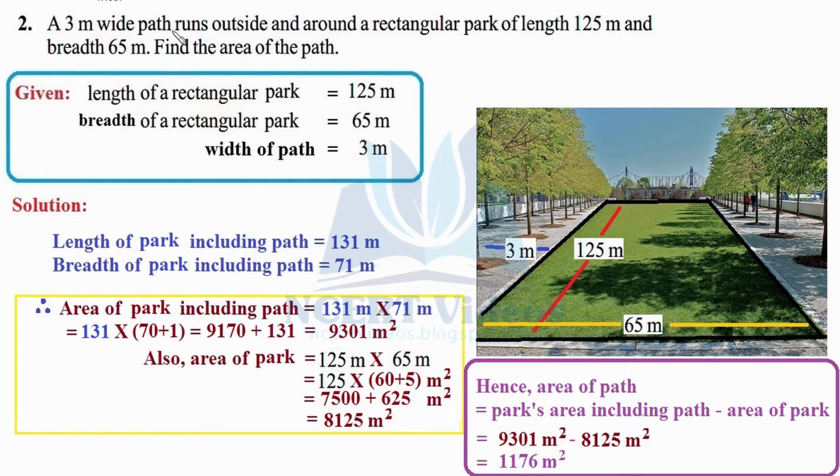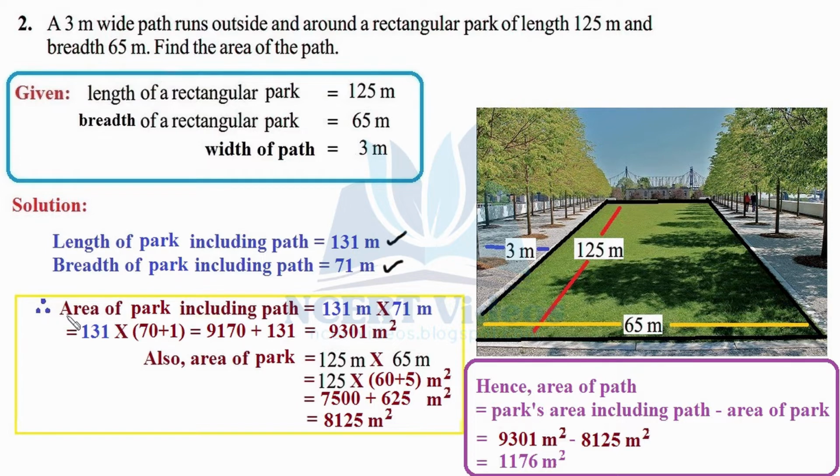Also, one thing is given to us, a 3 meter wide path runs outside and around. That is outside this. Consider this as a path of width 3 meter, that is here 3 meter. So on all four sides, width of path is 3 meter. So that was your graphical representation. Now the solution is, since we have to find the area of path, the length including the path will be 131. How? This is 125. We have to add 3 from this side, 3 from this side. So 125 plus 6 is 131 meter. And similarly breadth, 65 plus 3 because it is width, again 3 on this side. 65 plus 6 is 71 meter.